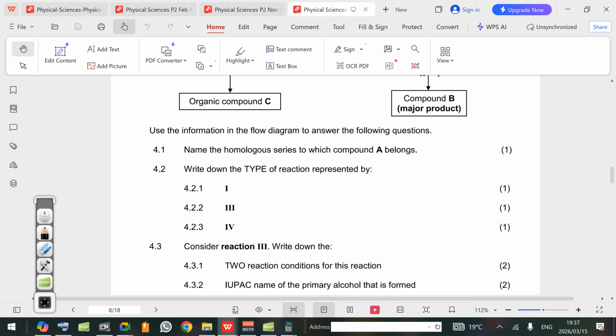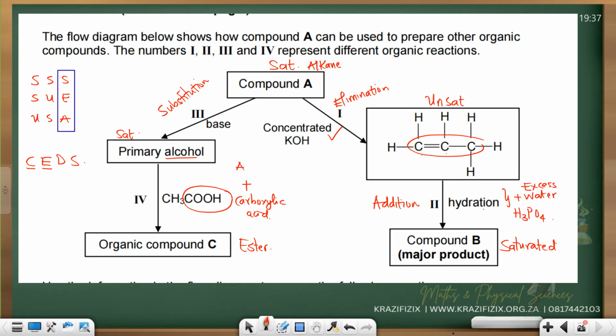Write down the type of reactions 1, 3, 4. Are you aware that we did them already? 1, elimination. 3, substitution. 4, addition. 4, esterification. Because they gave us that one, can you see? Beautiful.